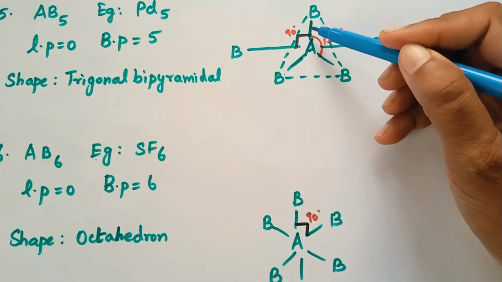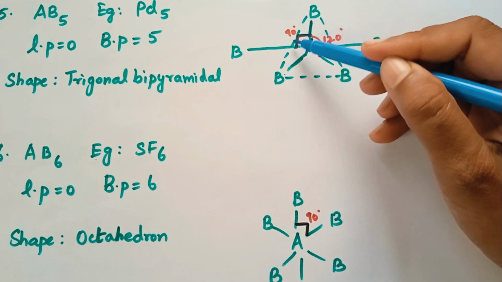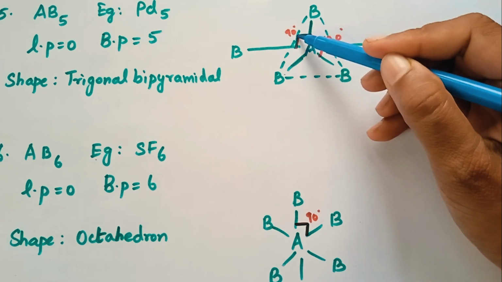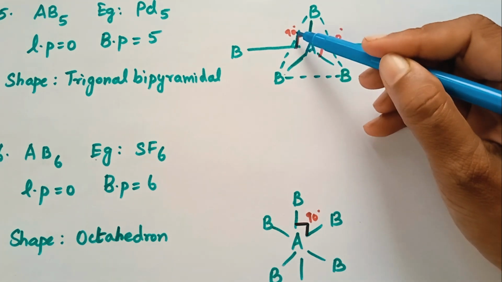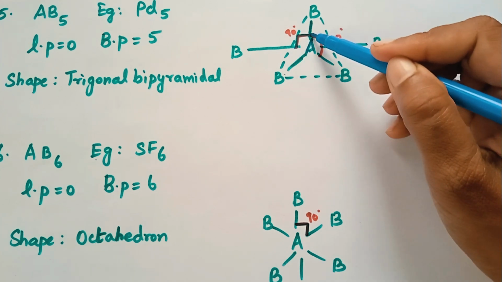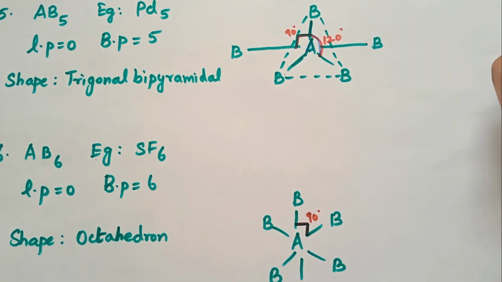The bond angle between these two bonds is 90 degrees, and the bond angle between these two bonds is 120 degrees.